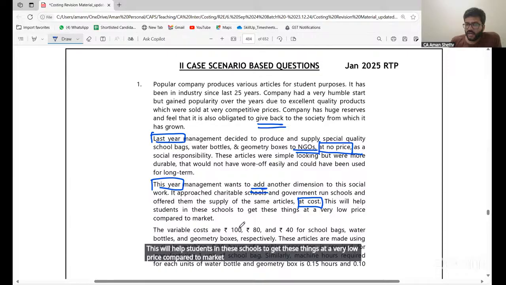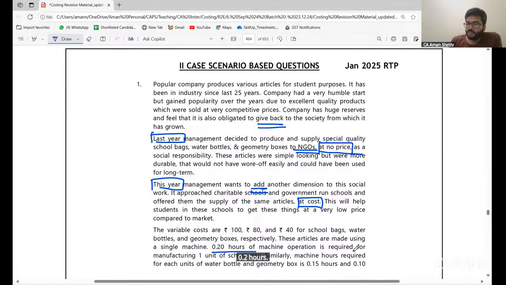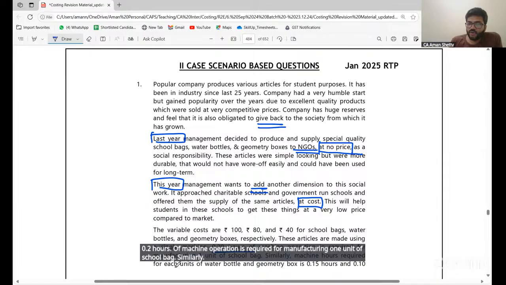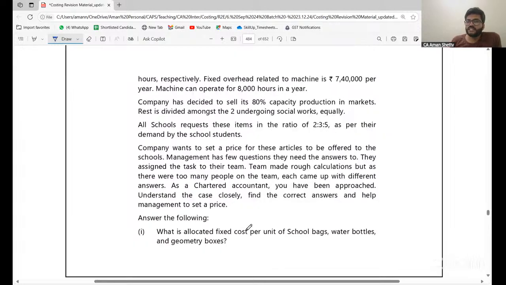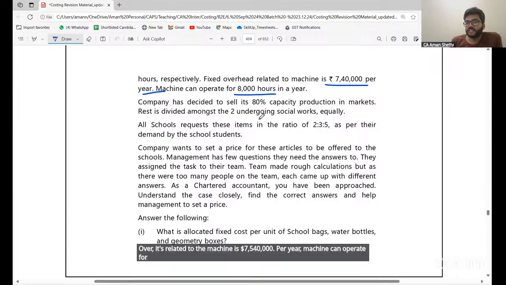The variable costs are 100, 80 and 40 for school bag, water bottle and geometry box respectively. These articles are made using a single machine. 0.2 hours of machine operation is required for manufacturing 1 unit of school bag. Similarly, machine hours required for each unit of water bottle and geometry box are 0.15 and 0.10 hours. Overheads related to the machine are 7,40,000 per year. The machine can operate for 8,000 hours in a year.